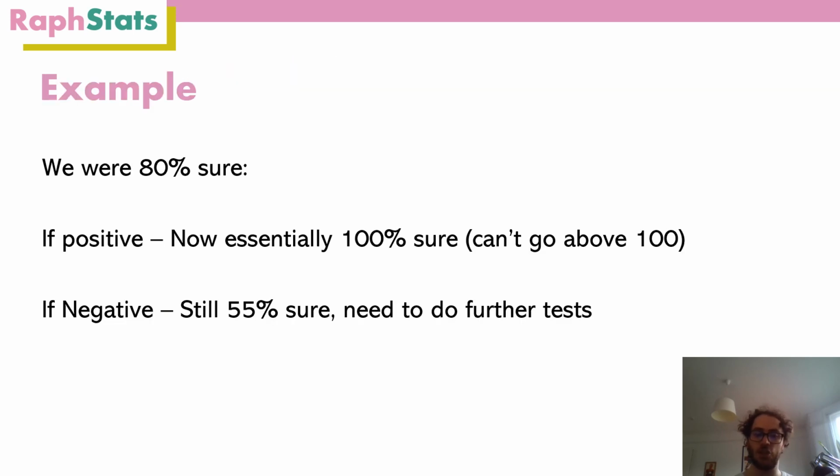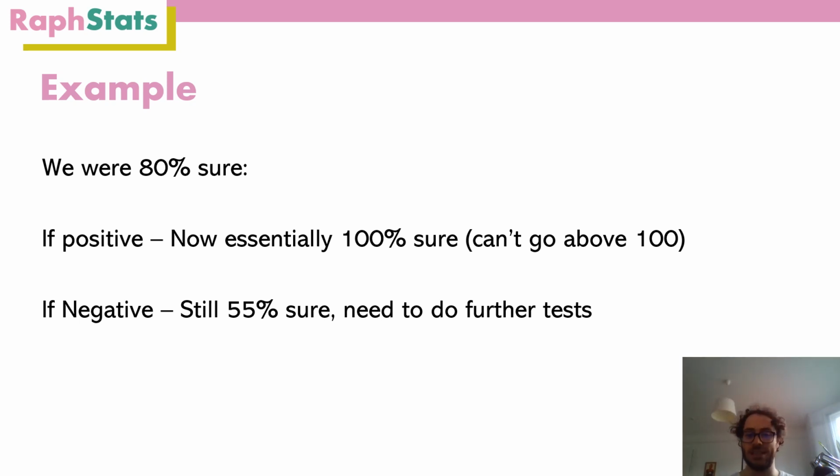So if we're 80% sure, we know that if we get a positive test, we're now essentially 100% sure. You can't go above 100, but we'd be as sure as we can possibly be that this person has COVID, and we'll just accept that as the truth. However, if we get a negative test, we take that negative likelihood ratio and take away 25%. We're still 55% sure that this person has COVID. So we still more think they have COVID than that they don't.